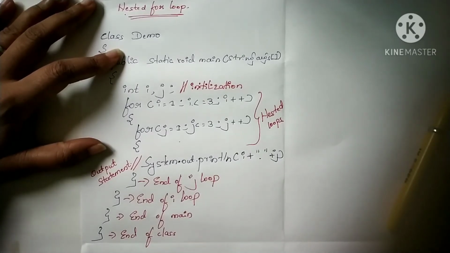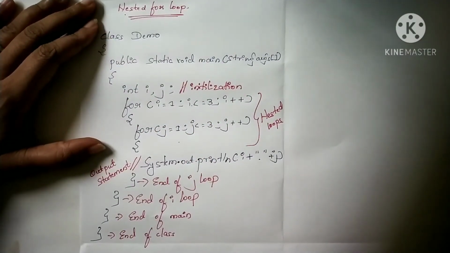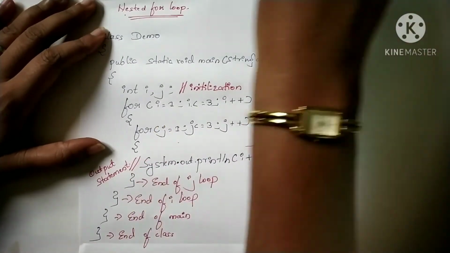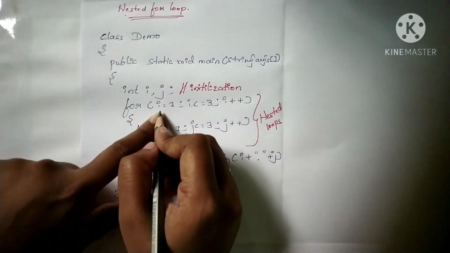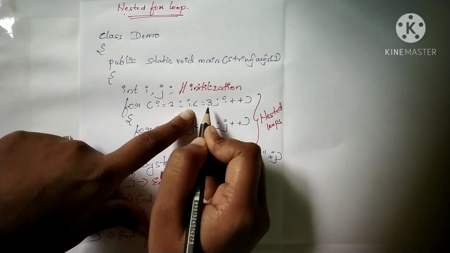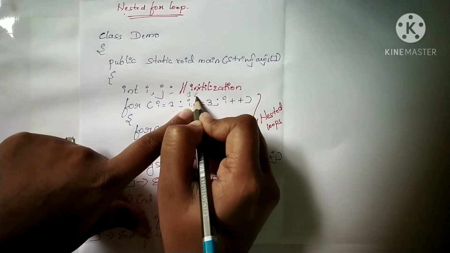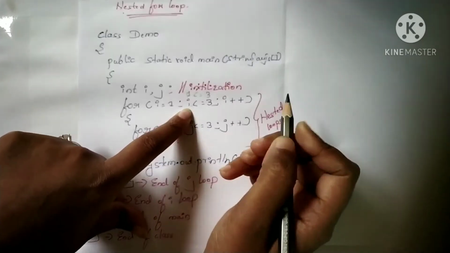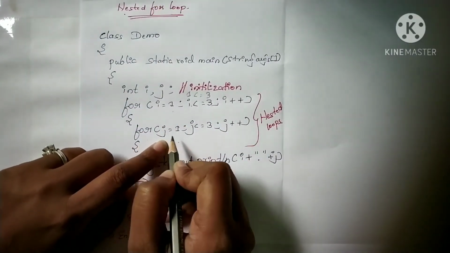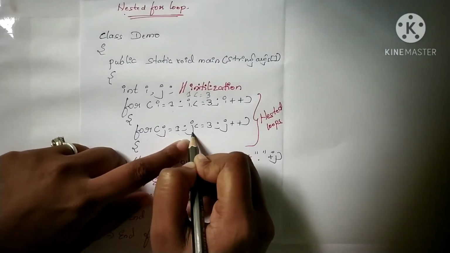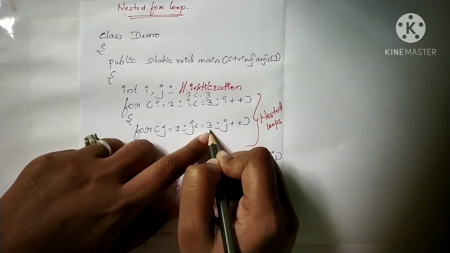Now we can see how this program will execute. First, here the i value is 1. In for loop, i is less than or equal to 3. i value is 1, 1 is less than or equal to 3. It means the condition is true. Then it comes to the inner for loop. Here j value equal to 1, 1 is less than or equal to 3. It means the condition is true.